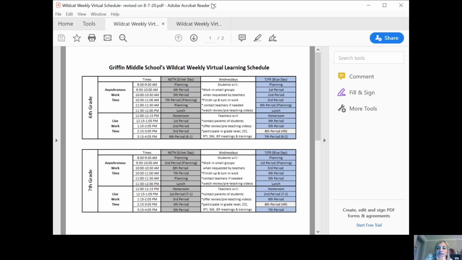In the morning, and this is optional for students, I'm going to repeat that. Morning time is optional for students to log in during their asynchronous or their independent work time. They are going to have the opportunity to log in on a silver day from 9:30 to 10 to log in and get additional help from their 4th period teacher only.